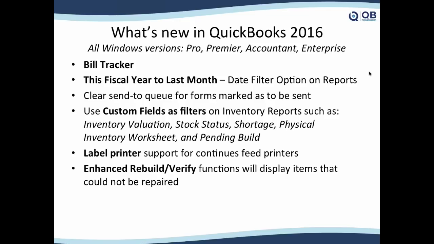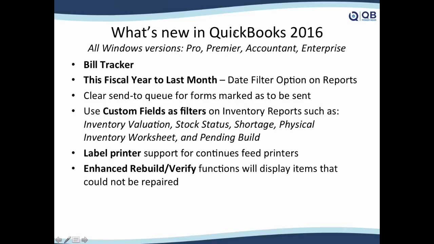So if you have a label printer that has a roll in it, and you want to print labels with that, now you can do it with QuickBooks 2016. It's a minor feature, but it's really interesting. And then we have an enhanced rebuild and verify. Basically, it would now give you feedback after you rebuild and verify. It'll give you feedback of what items were fixed and what items you were not able to fix in the process.